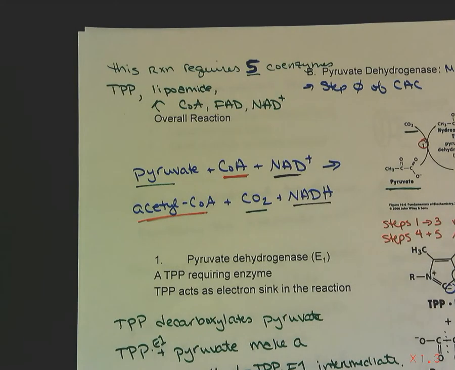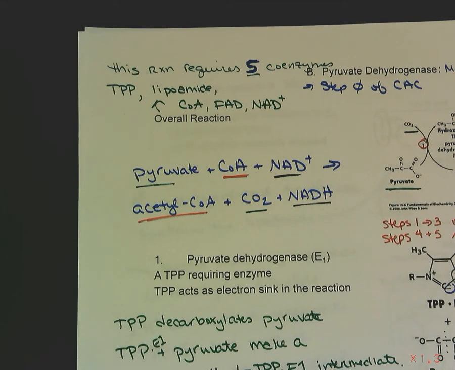All right, so there are 5 cofactors: TPP, lipoamide, CoA, FAD, NAD+. Definitely know those 5 cofactors. TPP, lipoamide, CoA, FAD, NAD+. Yes, we're going over the one on the quiz. Is lipo after the famous? Yeah, lipoic acid and lipoamide are going to be used interchangeably, both in your textbook and just in general.